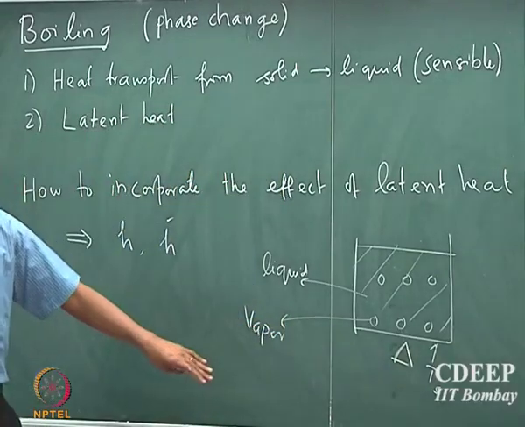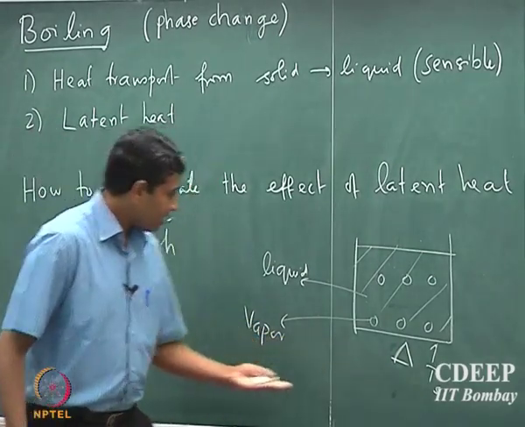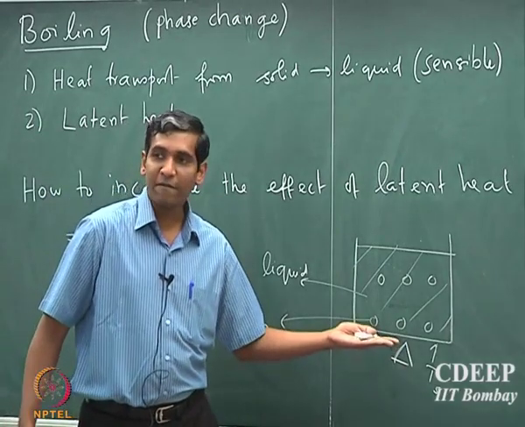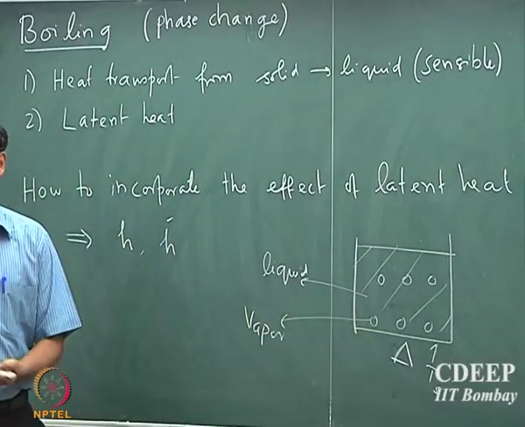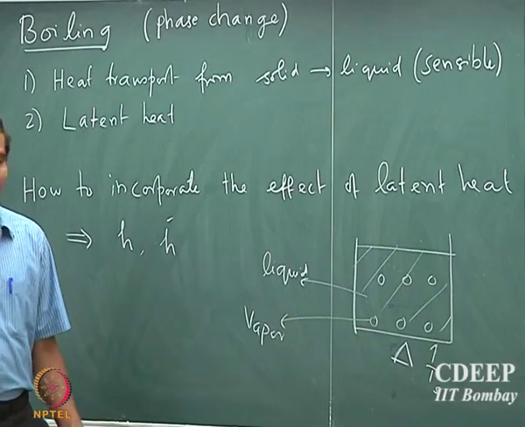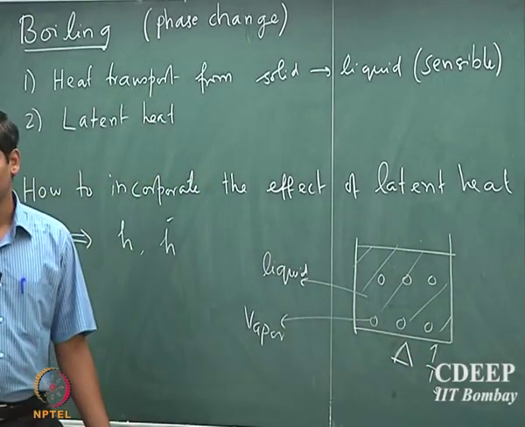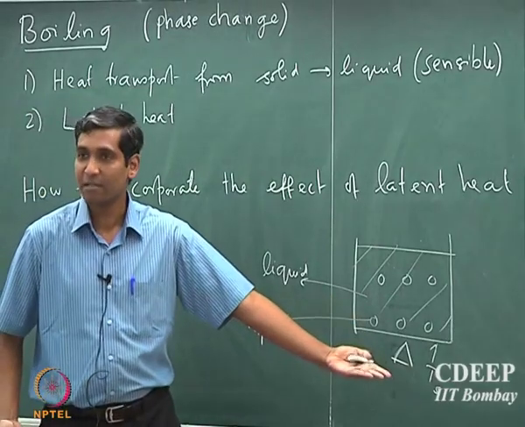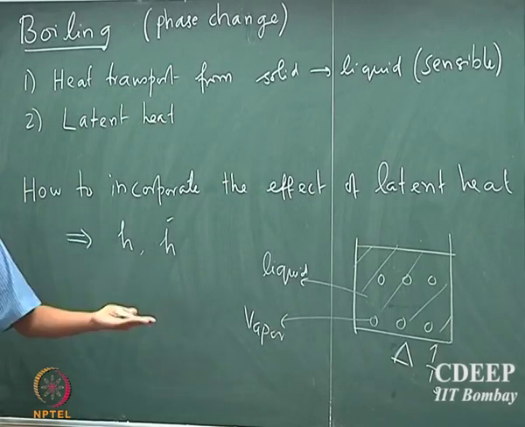So what we are going to see in today's lecture is how we can attempt to find the heat transport coefficient based on the different types of boiling. Based on the fraction of the fluid which is converted into vapor phase, you can classify the boiling process into four different types. We are first going to describe these different boiling stages, and we are going to see how to capture the heat transport coefficient for each of these stages.